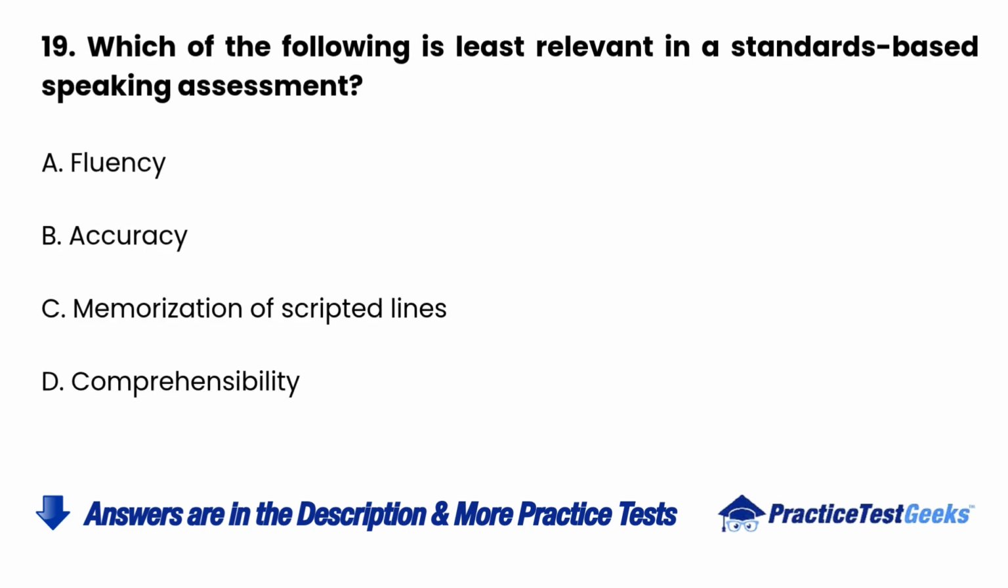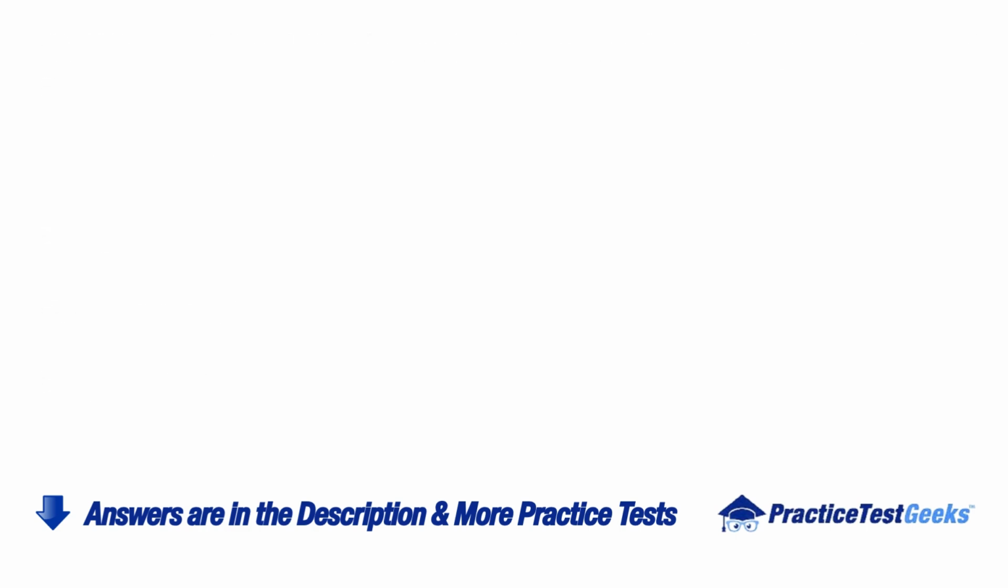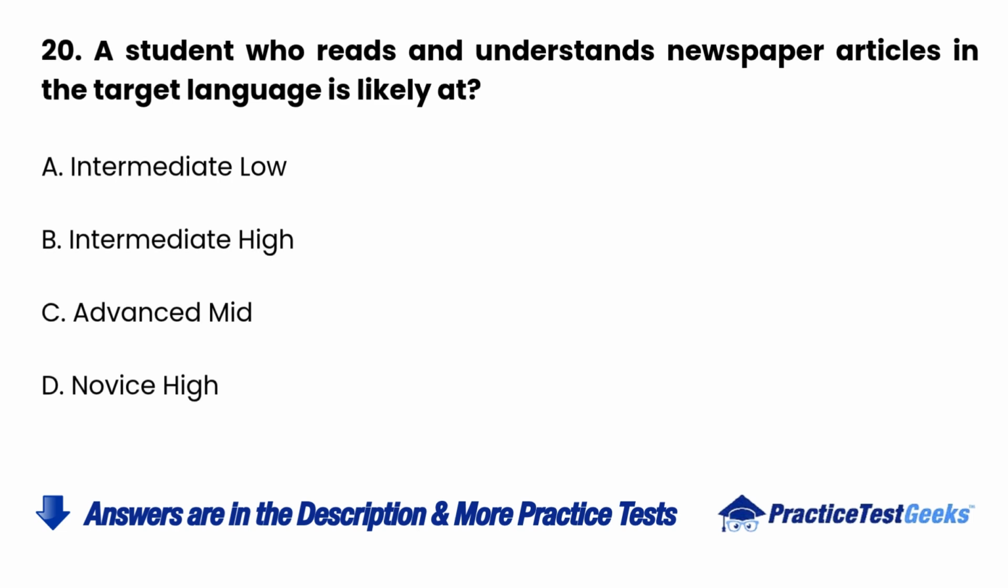19. Which of the following is least relevant in a standards-based speaking assessment? A. Fluency. B. Accuracy. C. Memorization of scripted lines. D. Comprehensibility. 20. A student who reads and understands newspaper articles in the target language is likely at A.